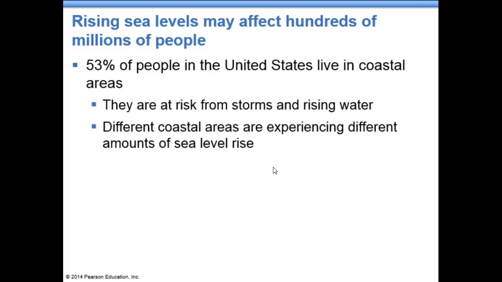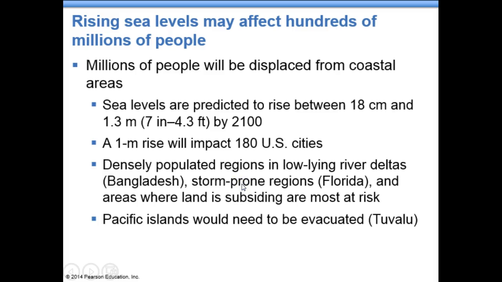So 53% of the people in the United States live in the coastal areas or have homes because they vacation there, and they are at risk from storms and rising water. I heard a prediction saying that Pennsylvania will be the new coastal area because of the rising waters. I don't know how true that is, but that's one of the predictions. Different coastal areas are experiencing different amounts of sea level rise.